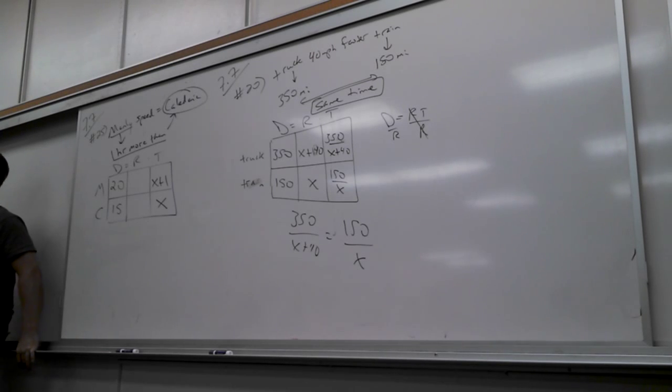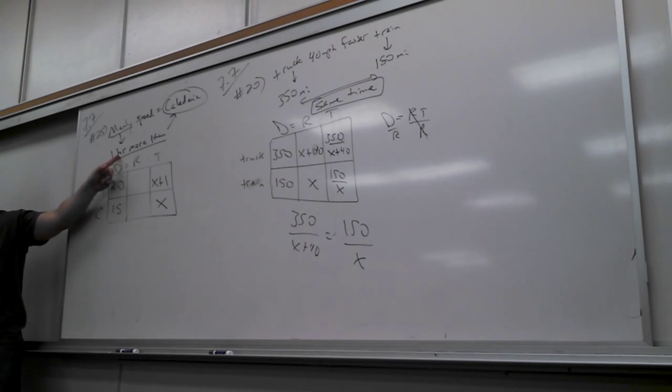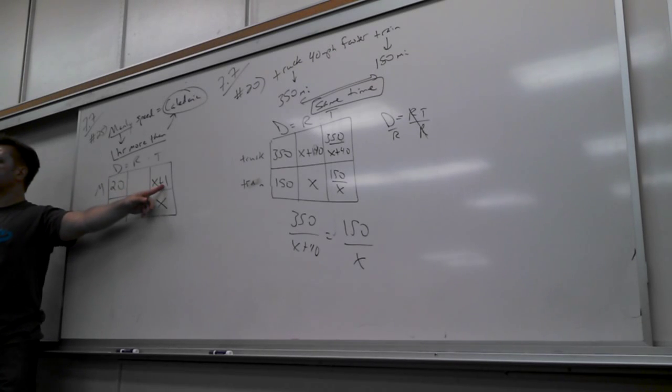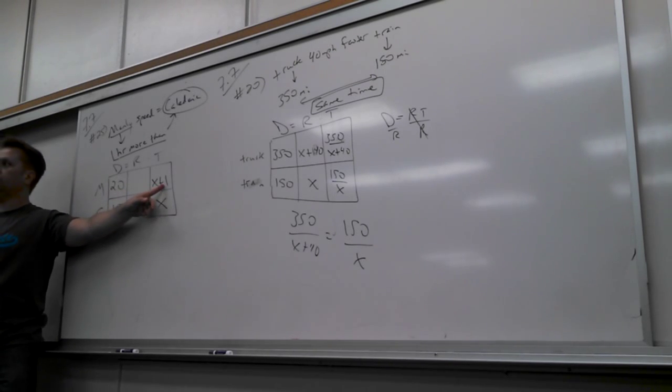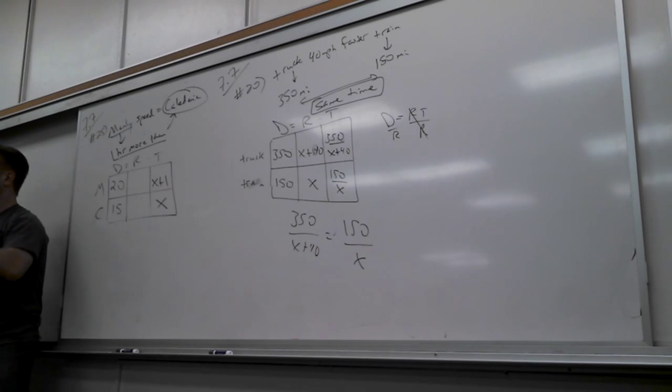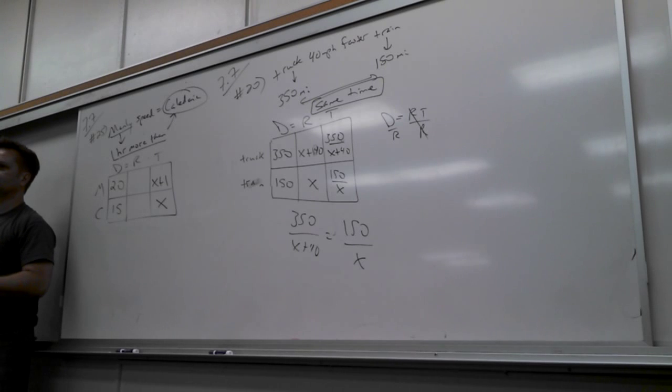Now what's a little evil is, if they would have said 15 minutes more, you can't just say X plus 15, because now it's taking them 15 hours more. It'd be X plus 1/4, because 15 minutes is 1/4 of an hour. So be happy they didn't say it.